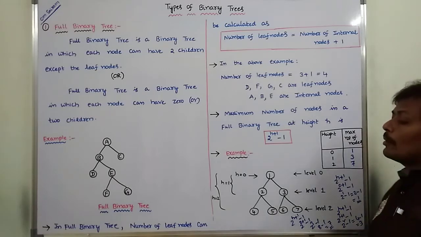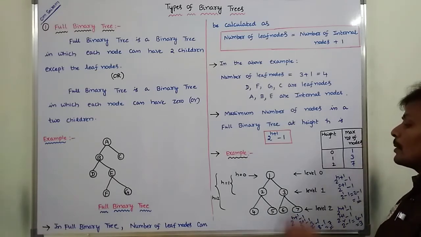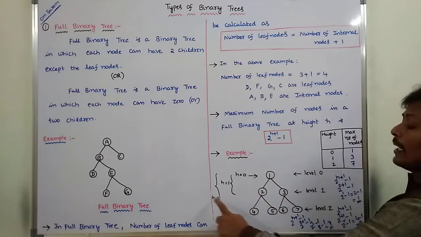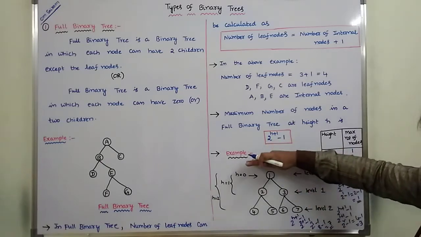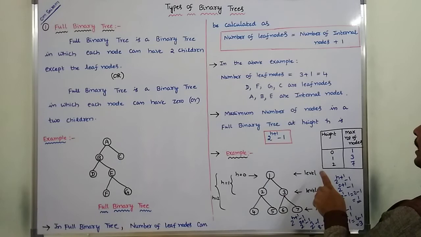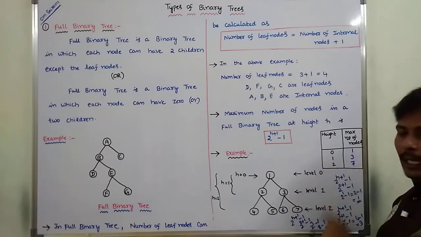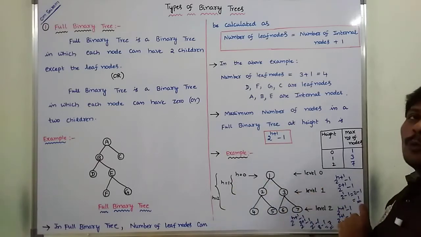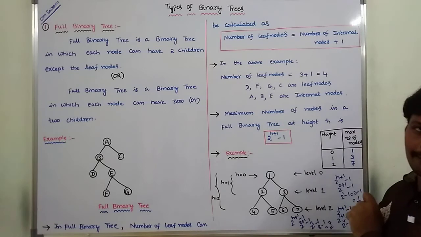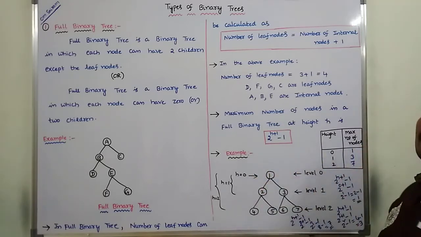At h is equal to 2, how many number of nodes are there? 7 nodes. So that is 1, 2, 3, 4, 5, 6, 7. H is equal to 2 means level 0, level 1, level 2. H is equal to 2 means nodes in level 0, nodes in level 1, nodes in level 2. H is equal to 1 means nodes in level 0 and nodes in level 1. H is equal to 0 means nodes in level 0.